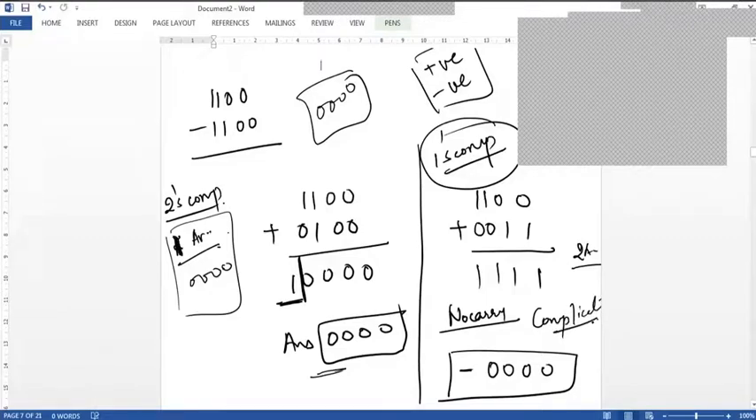Understood? So for finding complements, yes, you are saying कि हाँ, one's complement ढूंढना easy है, simply flipping the bits. But subtraction की बात करें तो in subtraction 2's complement is better. Why? Because it requires a single arithmetic addition, and it does not have two different types of zeros, positive and negative. Clear?